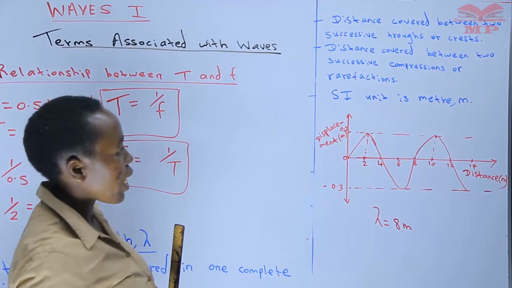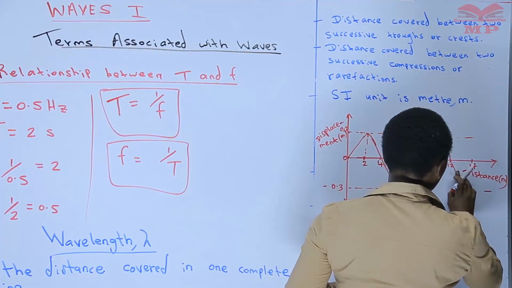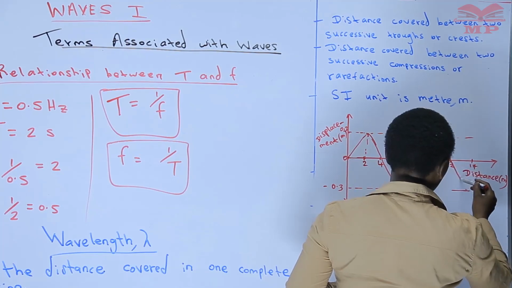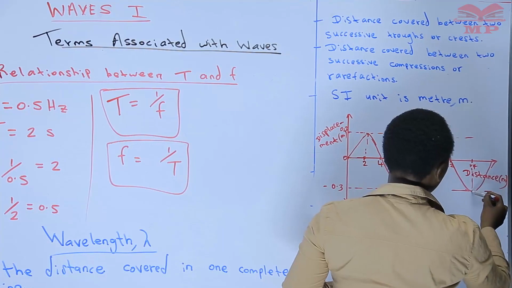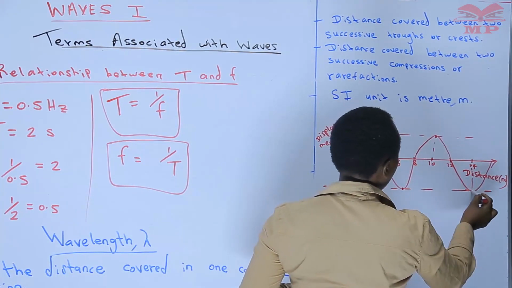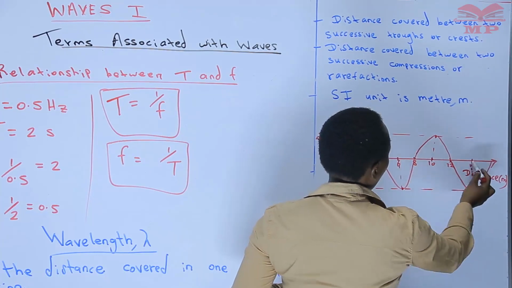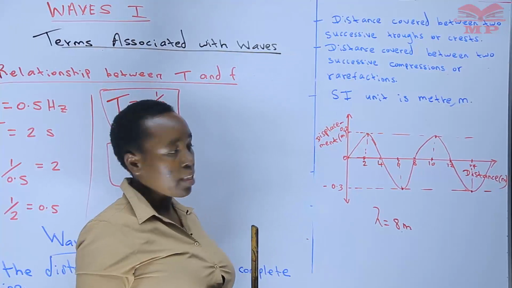Again, two successive crests. So this is a crest. We don't have another crest, but we can complete this one so that we can explain. So here we have 14. These are troughs. These are two successive troughs, this one and this one. So here we have 14 minus 6, which is again 8 meters.